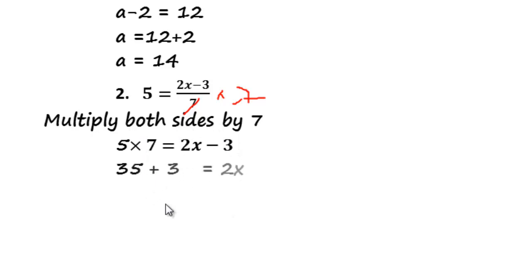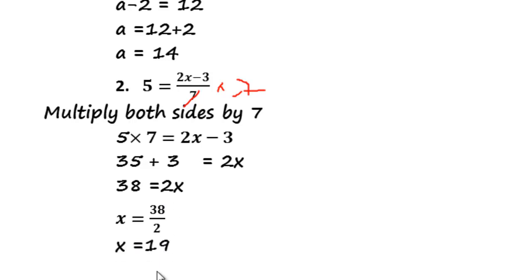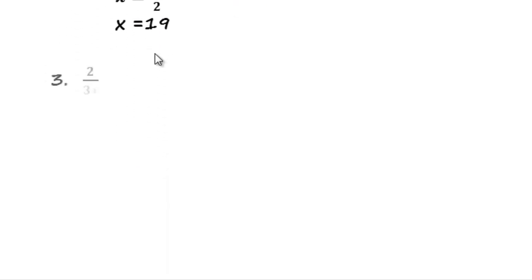It's now going to be 35 plus 3 equals 2x, and then adding them together, you are going to get 38 equals 2x. It's x that you want to find, so you divide both sides by 2, which gives x equals 38 divided by 2, which is 19. So let's move on. Number 3.